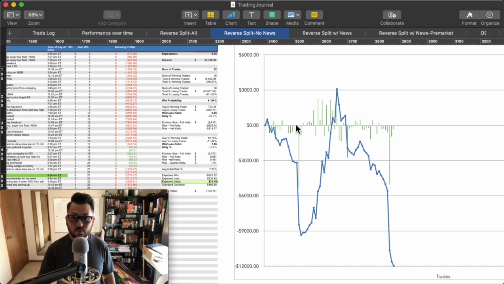The zero line is right here. I came back up to about positive $3,000 before going back down to negative $12,000. While this kind of makes you think that perhaps there is an edge here because I was on this upswing, human brains are really good at trying to find patterns in random data that don't actually exist.